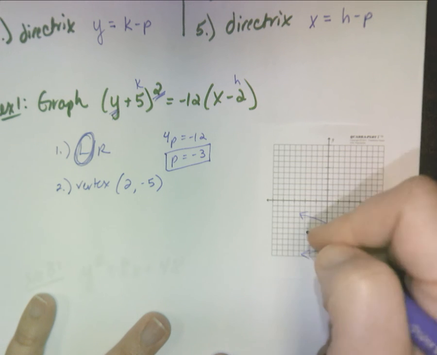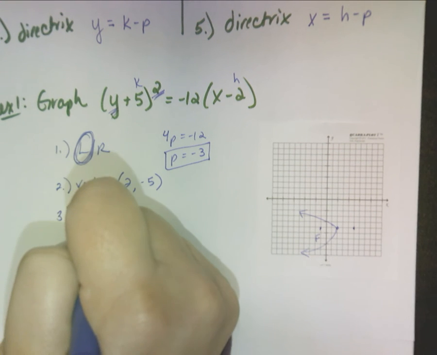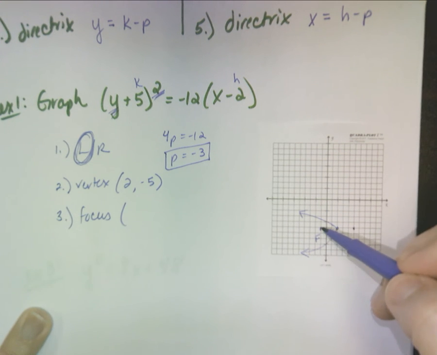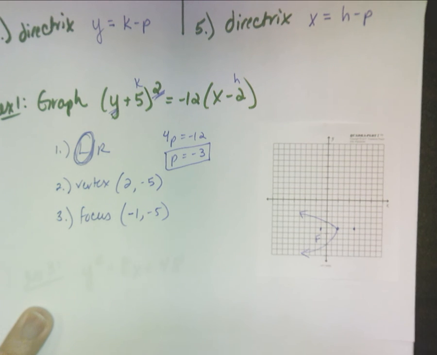Which one of those 2 dots that I just drew is your focus? The one that's being caught. Number 3, your focus is located at negative 1, negative 5. See, I didn't use the formulas. You can if you want to. I don't.